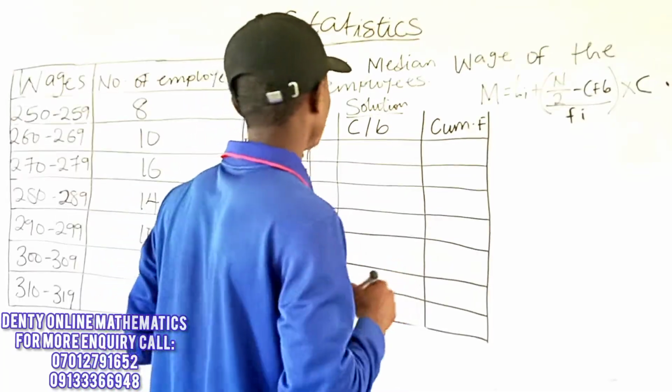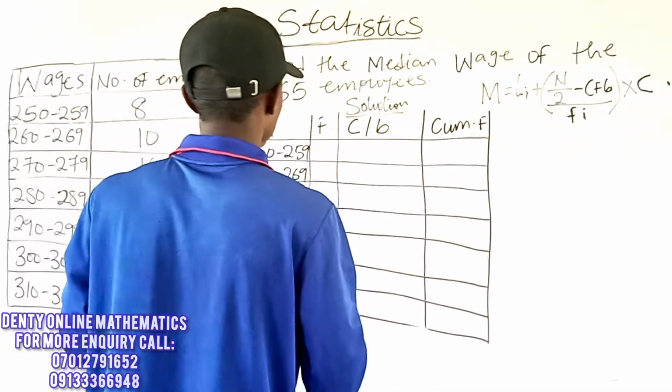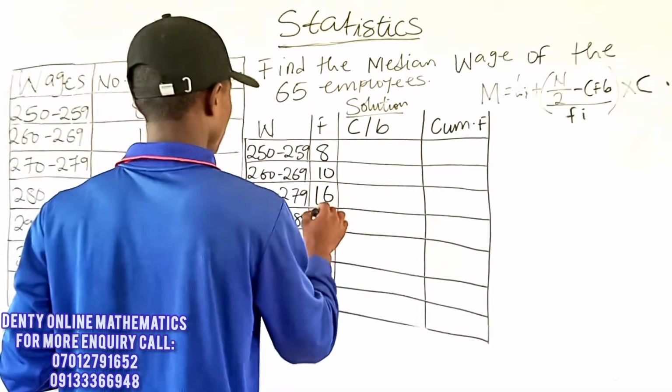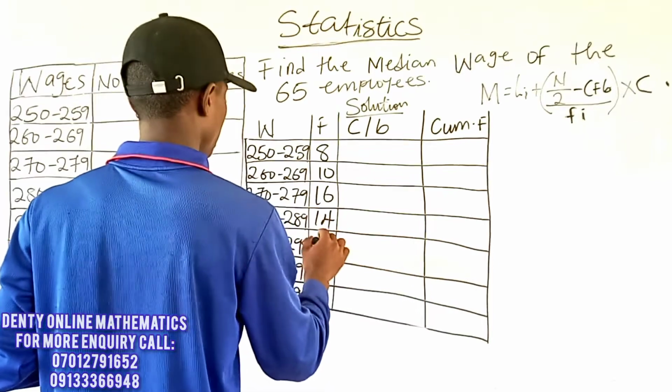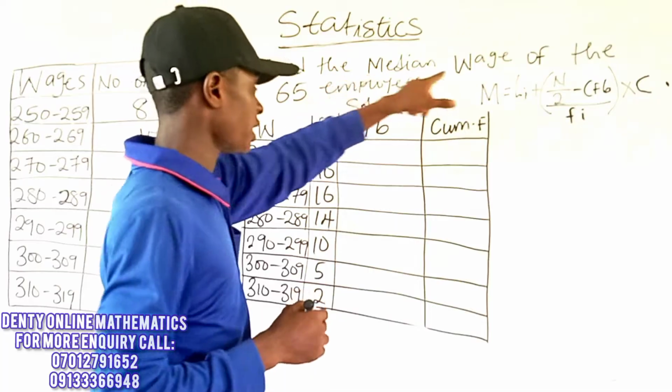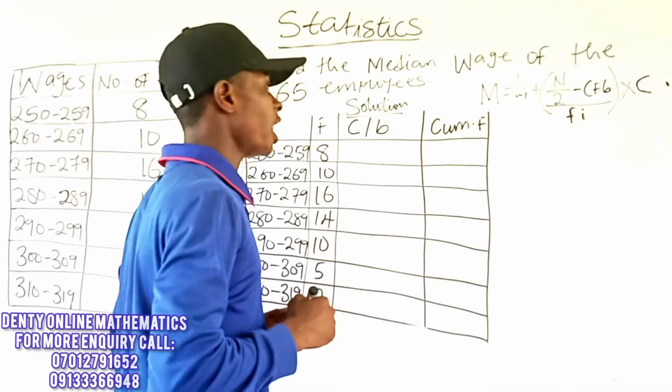Now, the frequency we have here, the first frequency is what? 8. The second one is what? 10, 16, 14, 10, 5, and 2. Remember, we have to find the median wage of the 65 employees.